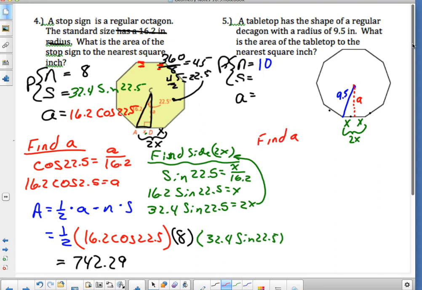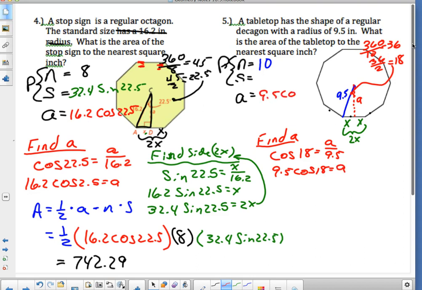And keep in mind, this is an octagon, right? Oh, it's a decagon. 360 divided by 10 is 36. Half of 36 is 18. That's what my angle is right there, 18. So now I've got the cosine of 18 is equal to adjacent over hypotenuse. 9.5 cosine of 18 is my apothem.